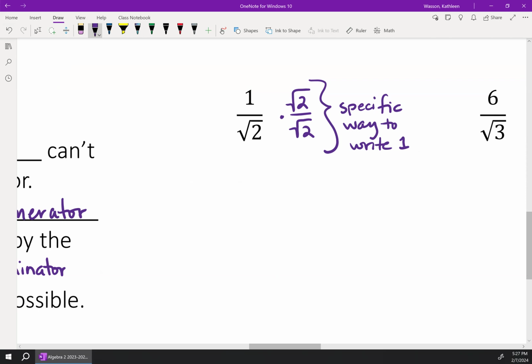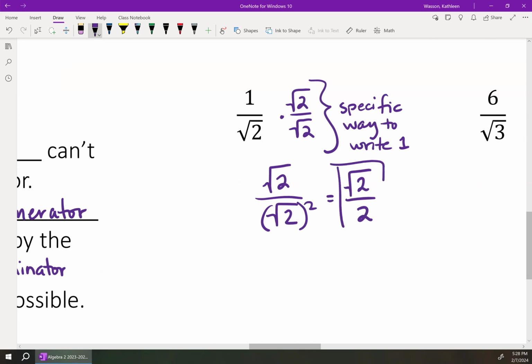I have 1 times square root of 2. When you multiply fractions, you multiply numerator times numerator, denominator times denominator. I have square root 2 over square root 2 times square root 2. That's square root 2 squared. When you have square root and squared, those are inverse operations. So this is square root 2 over 2. That's simplified. I no longer have a radical in the denominator.